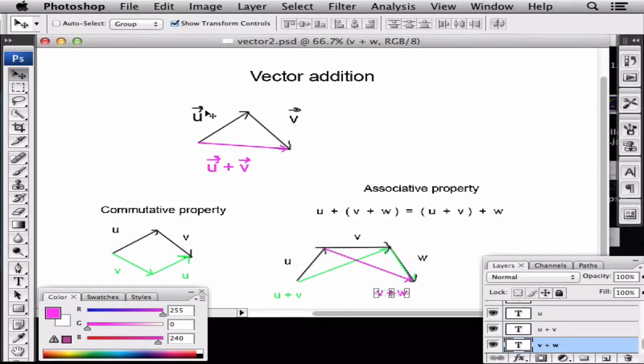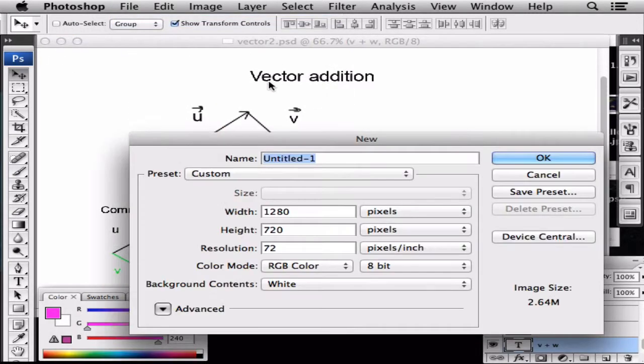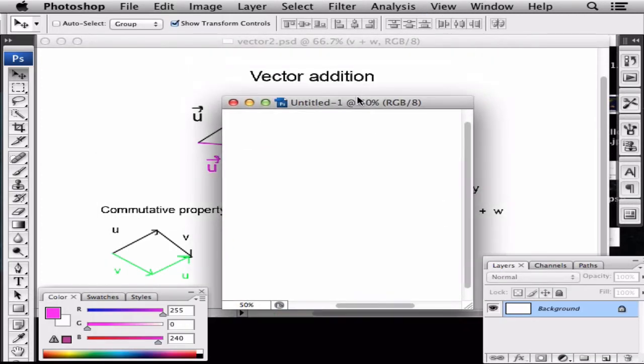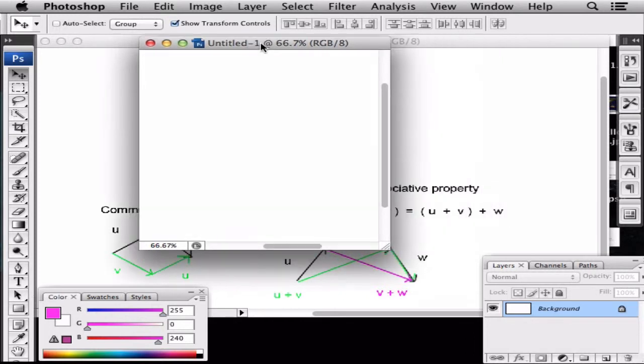Alright, I'm going to do one more, and then we're going to do something else for a bit. So what was that, 66%?